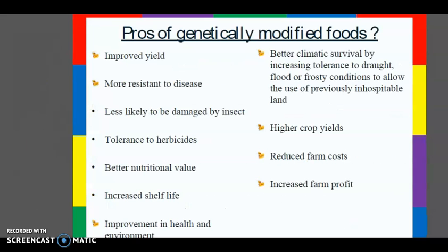And let's see some of the pros of genetically modified food. Improved yield, more resistant to disease, less likely to be damaged by insects, tolerance to herbicides, better nutritional value, increased shelf life, improvement in health and environment, better climatic survival by increasing tolerance to drought, flood, or salty conditions, high crop yields, reduced farm cost, increased farm profit.